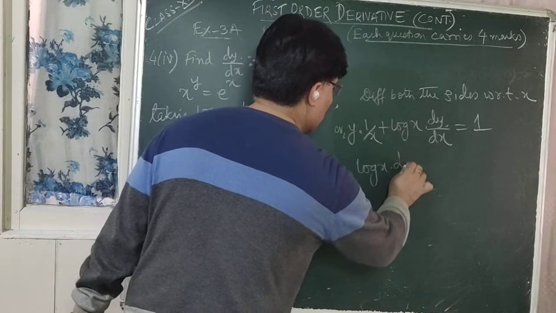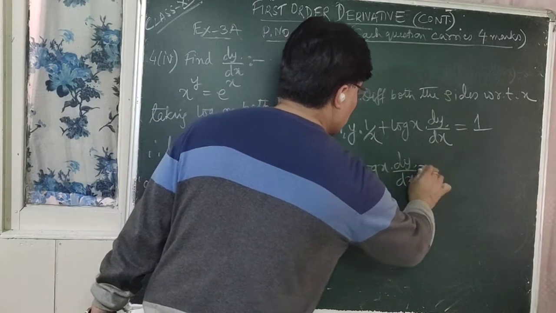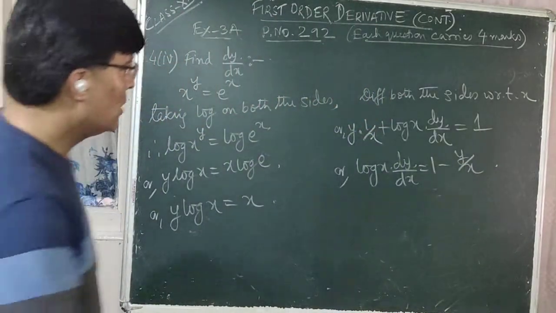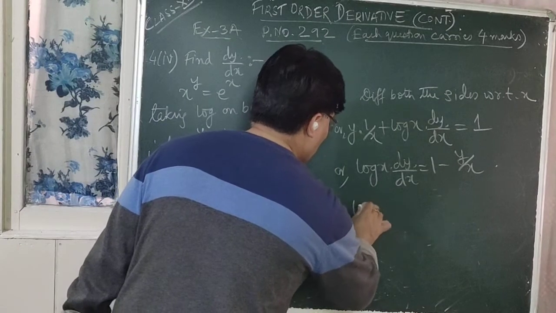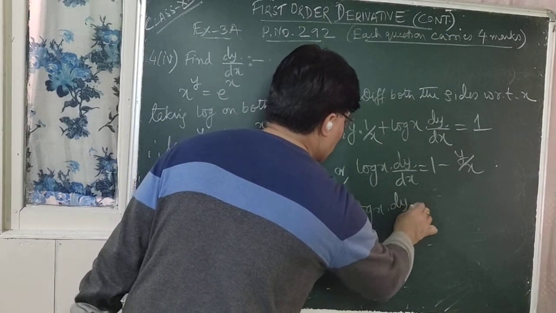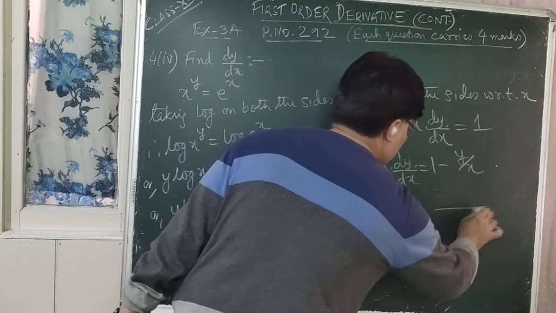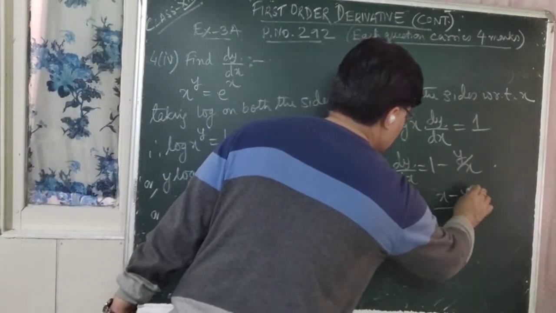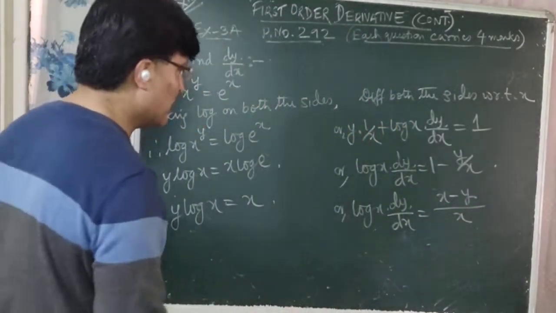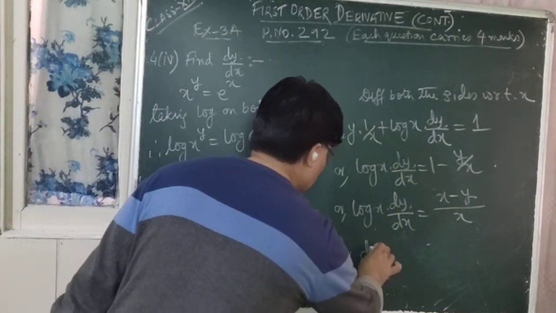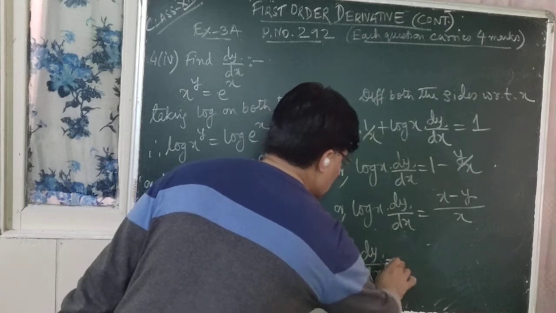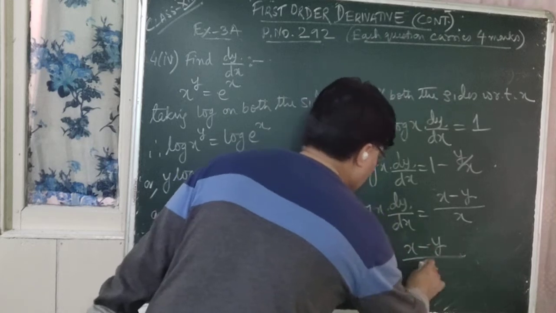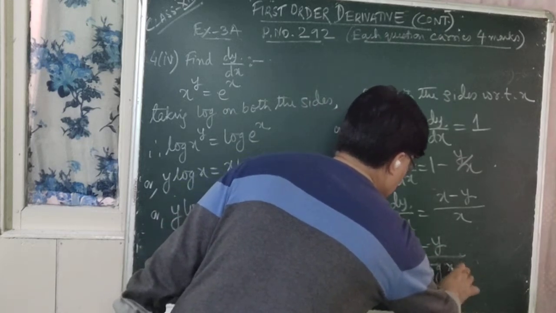Now let us get the value for dy by dx. Log x into dy by dx is equal to 1 minus y by x, right? Or what is log x into dy by dx now? What's the LCM here? The LCM is x, so x into 1 is x minus y, right? So get the value for dy by dx, or dy by dx is equal to, what is it? It is x minus y divided by x log x.